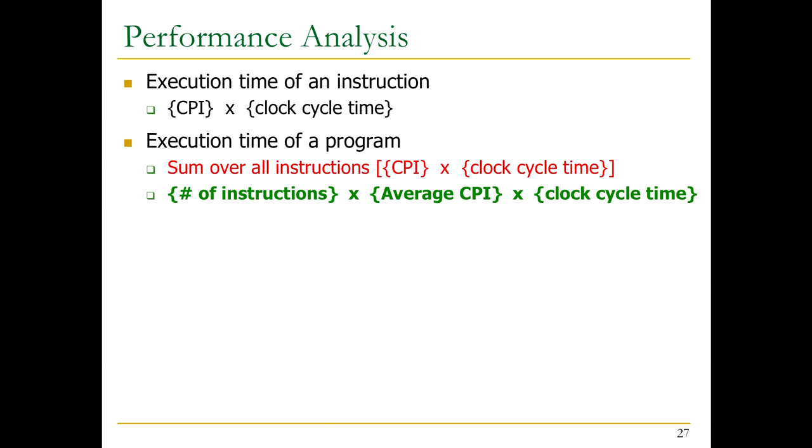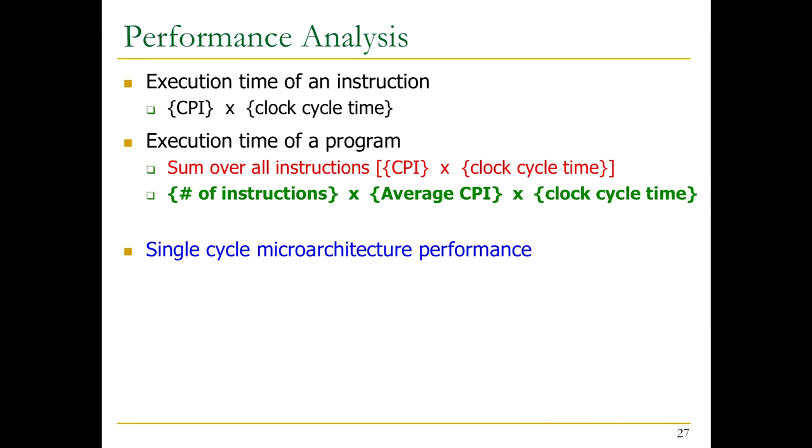Another way of expressing this is you basically have number of instructions times the average cycles per instruction times clock cycle time. You've seen this before, but it's important that this average CPI is one thing you can optimize for. Clock cycle time is another thing you can optimize for. Number of instructions is another thing you can optimize for. We're not going to change that right now.